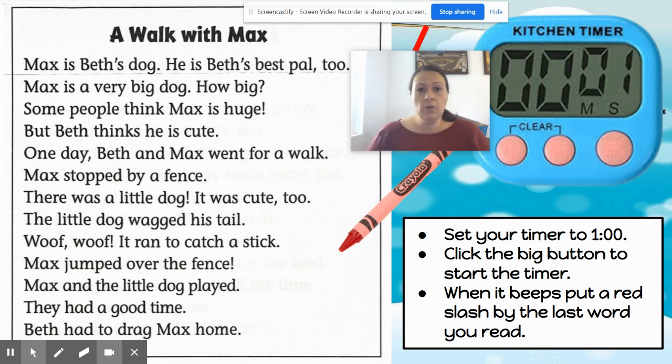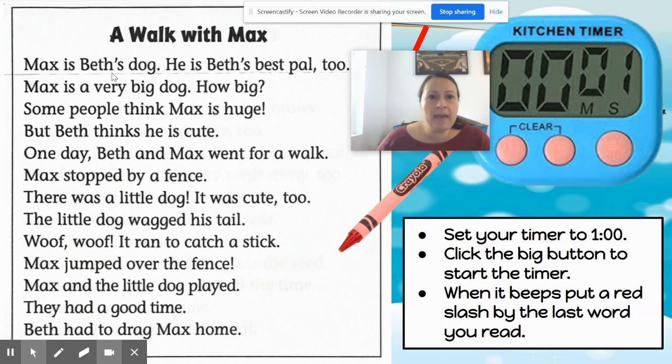Okay. So I am going to set my timer right now. Let me set it. Okay. And wherever I stop, I will put a red slash with my crayon, okay? So if I do stumble and I have to sound out a word, or if I don't know the word, what I would do is circle that word with my pencil and then continue reading, okay? So watch me. I'm going to set my timer starting now.